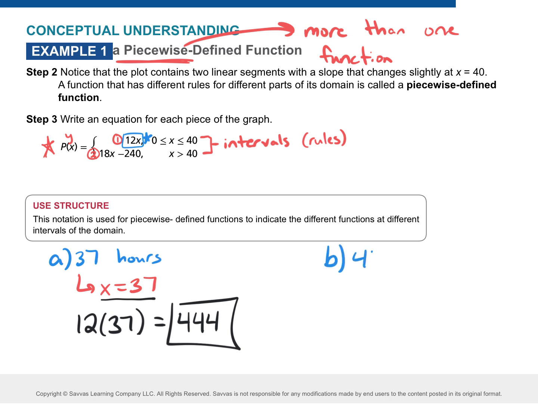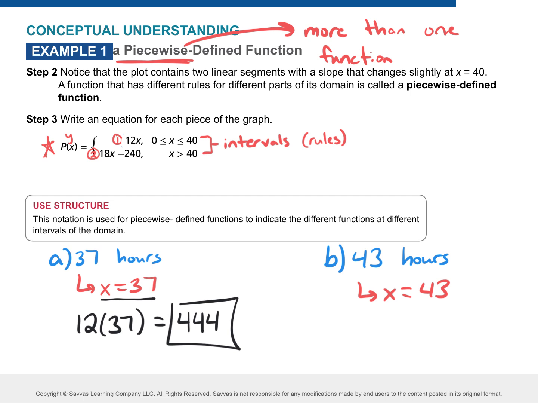Now, I want you to try the same concept on part B. Part B wants 43 hours, so we know we're dealing with x equals 43. Try that one. Real quick, reviewing the function that we're dealing with: how many functions do I have? I have 2 functions, right? So we're dealing with 2 different functions. How do I know which function to use? I'm using the 2 intervals given to us. Those are the rules as to what function we can use.